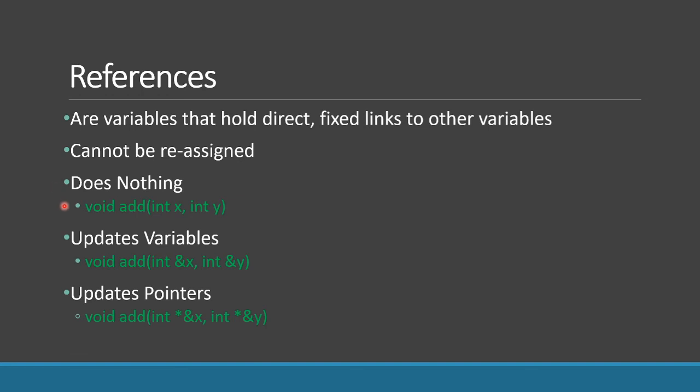In this case, the add function does nothing in terms of propagating the changes back to the calling function, as we're passing the integers in by values. In this case, we are passing the integers in by reference, and the changes do propagate back to the calling function, even when the return type is void. Then in this version, we are passing the pointers in by reference. So this could be used to reassign pointers and have those changes propagate back to the calling function.